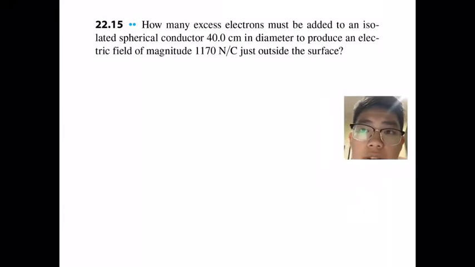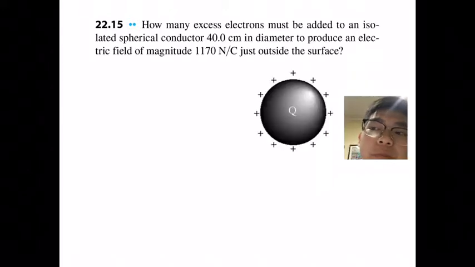For our next question, we have: how many excess electrons must be added to an isolated spherical conductor 40 cm in diameter to produce an electric field of magnitude 1170 newtons per coulomb just outside the surface? Well, first, what is our given?